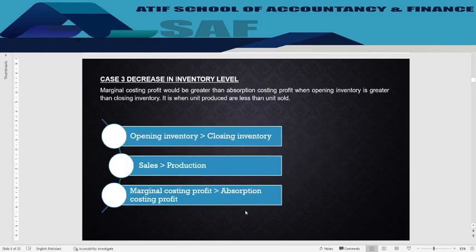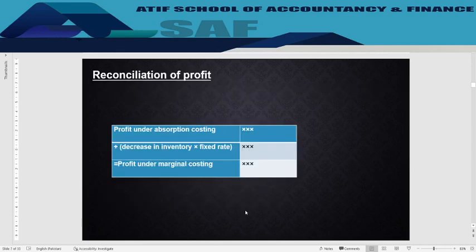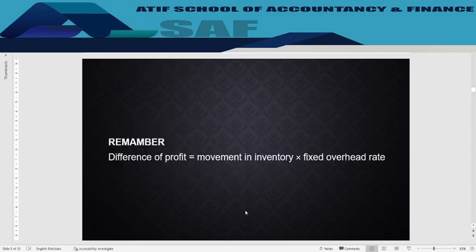The third case is decrease in inventory level. If the opening inventory is greater than closing inventory, or the sales are greater than production, then the profit under marginal costing system would be greater than the profit under absorption costing system. For reconciliation, the product of decrease in inventory and fixed rate would be added in the profit under absorption costing system. You will get the profit under marginal costing system. Remember, difference of profit is because of movement in inventories, and it can be calculated by multiplying the movement in inventory with a fixed overhead rate.